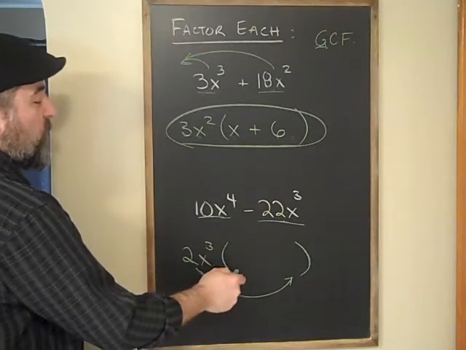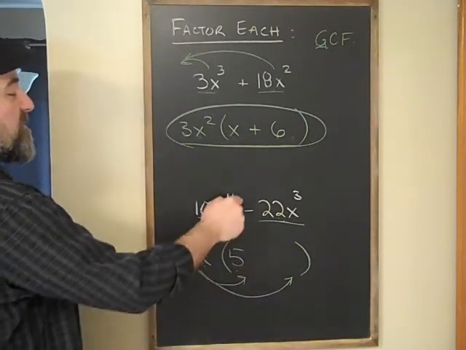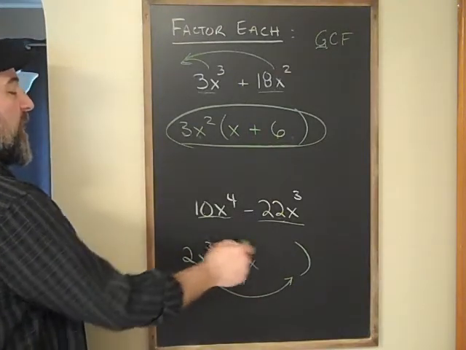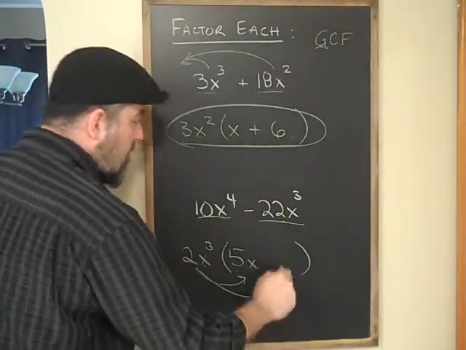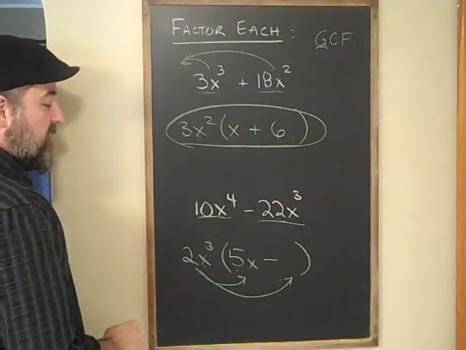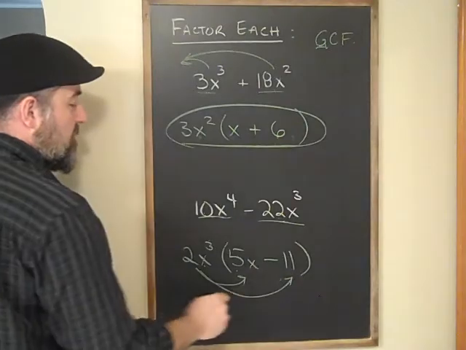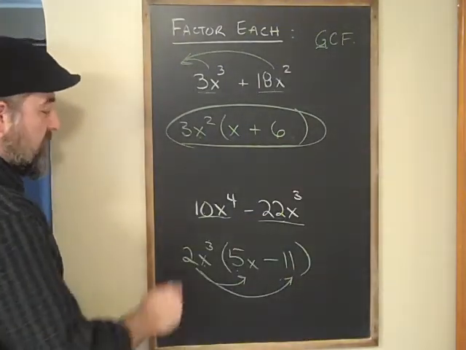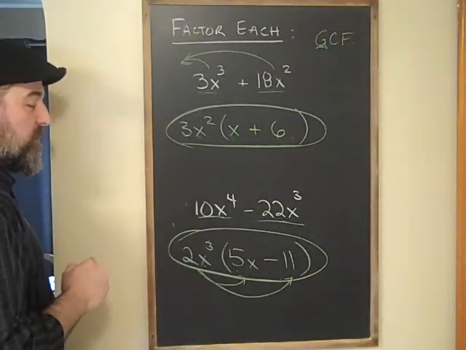So 2 times what gets us 10? 5. X times what gets us x to the 4th? X. X cubed times x. Remember, you add the exponents, that's how you get that x to the 4th. 2x times what gets us negative 22x cubed? Well, we better have the minus there. 2 times what gets us 22? 11. X cubed, when it goes through, leaves us with an x cubed. There's our answer. This is the factored form of that polynomial.